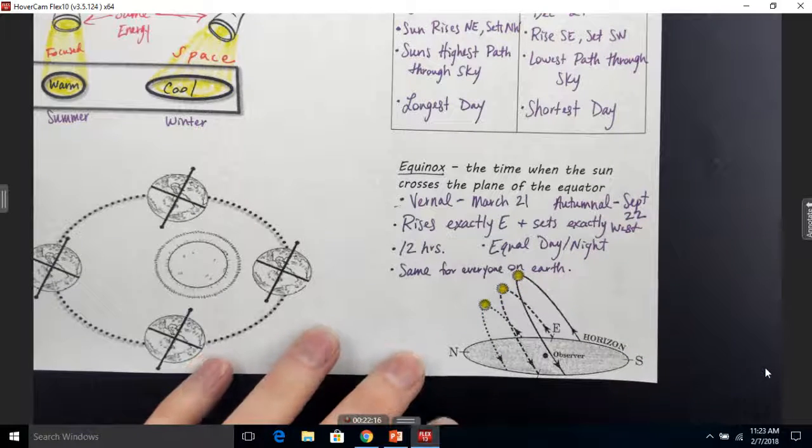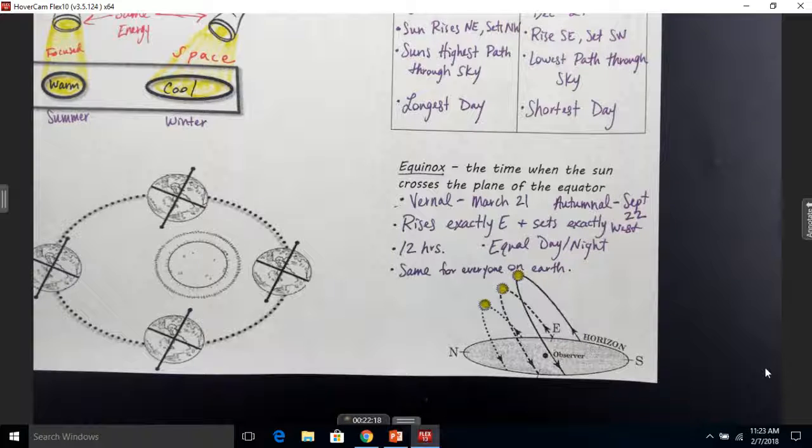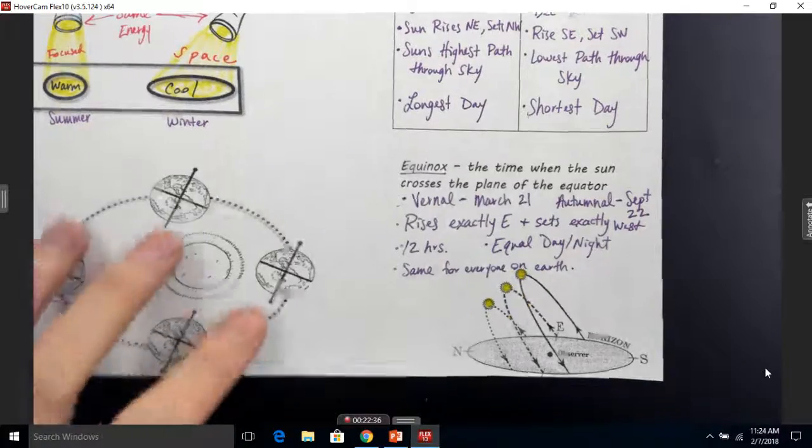Does that mean that it's hot in January in the Southern Hemisphere? The Southern Hemisphere has the opposite season of us. Opposite seasons, yes. It's hot in December.